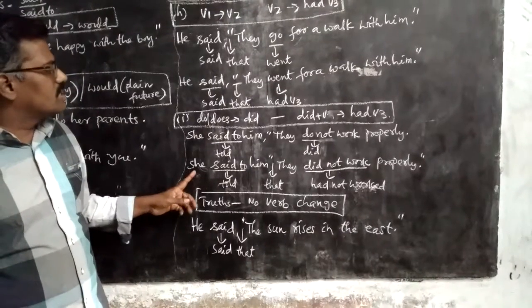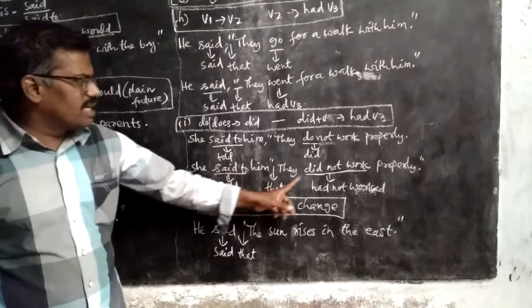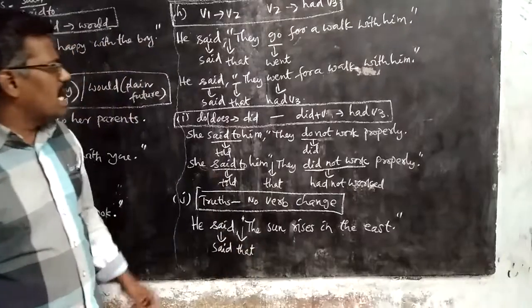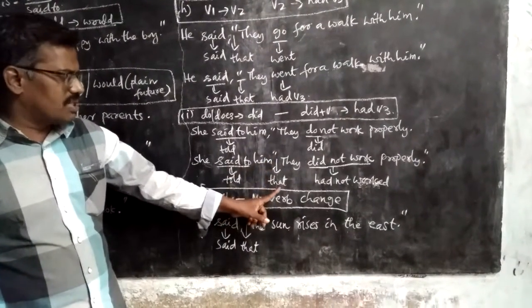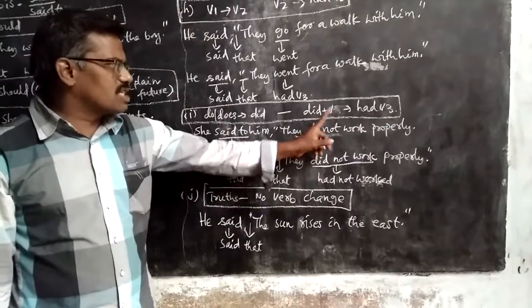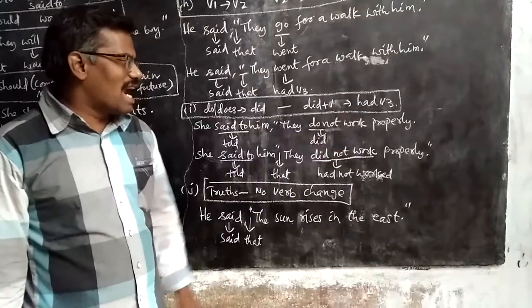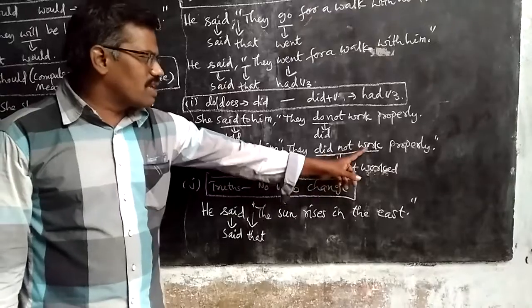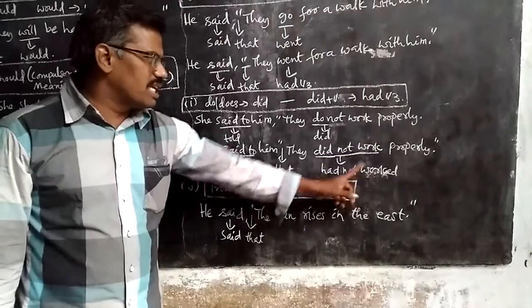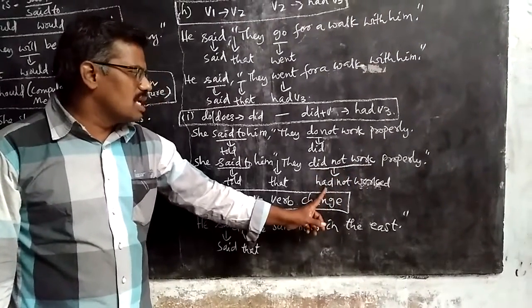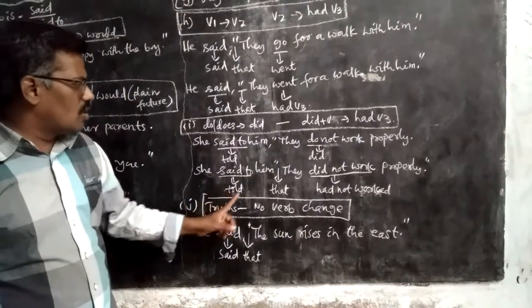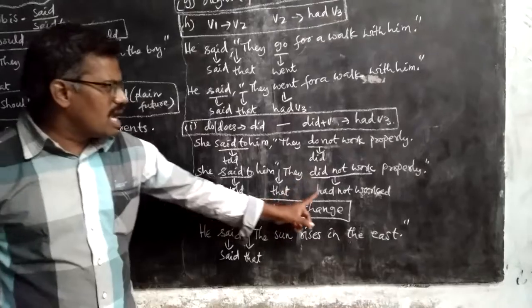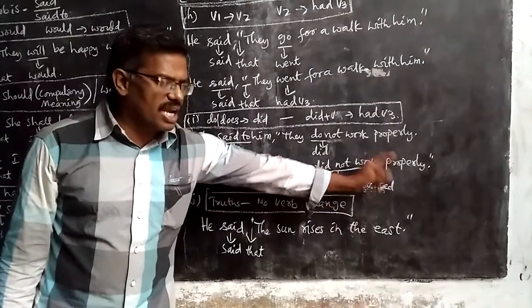And next one, she said to him they did not work properly. Here said to becomes told, inverted comma becomes that, and whenever did plus verb 1 is there, we have to write had V3. So did plus verb 1 becomes had plus V3. So did not work will become had not worked. So the answer will be she told him that they had not worked properly.